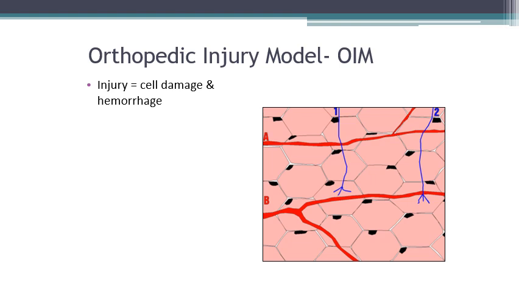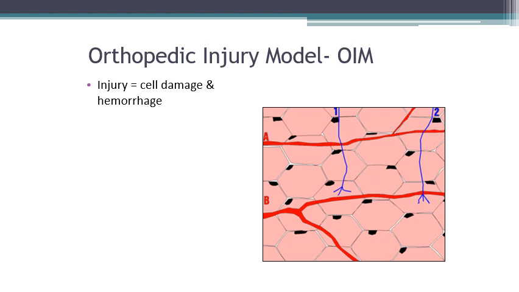So looking at this, we're looking at injury. Whenever we have injury, we have cell damage and hemorrhage. This picture that you're seeing right here, we're going to progress through. This picture just represents tissue, okay? It could be a ligament, a muscle, just some type of soft tissue in the body. These are the cells here. The red lines represent the blood vessels, the blue lines represent nerves. This is going to be important when we look at what happens when we have injury.